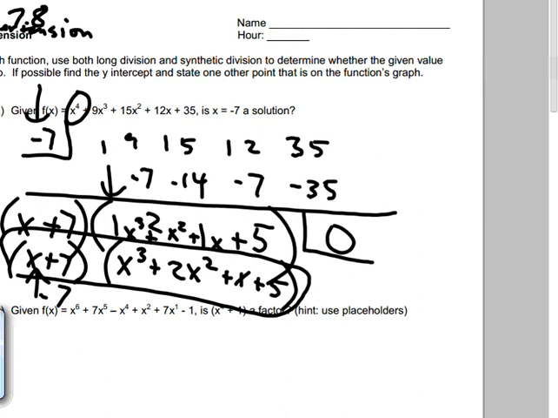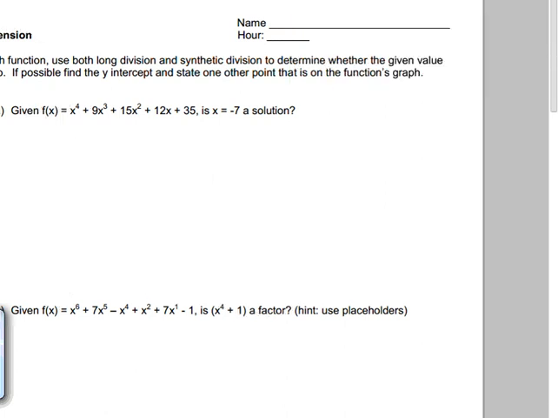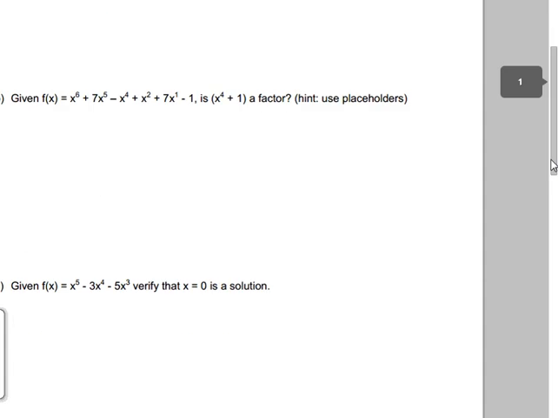Okay, so this next one, I want to warn you. You cannot do it with synthetic. Some people think, well, I want to use synthetic, so I'm just going to check a 1. See, they look at this and go, oh, I'm just going to use -1. Doesn't work that way. That's much more complicated. In fact, it needs placeholders in it even to do it. So you have to use that, or it's not synthetic, it's long.